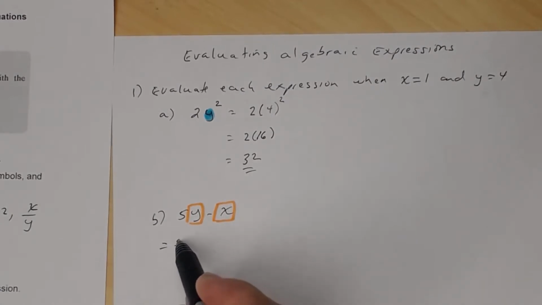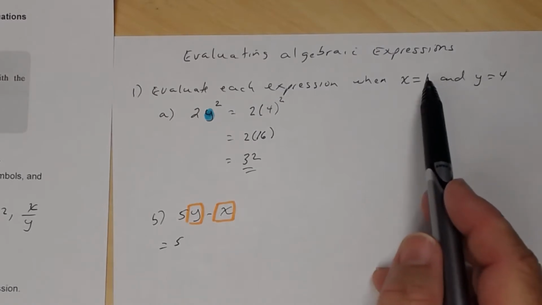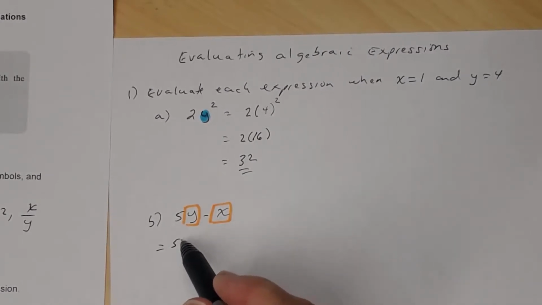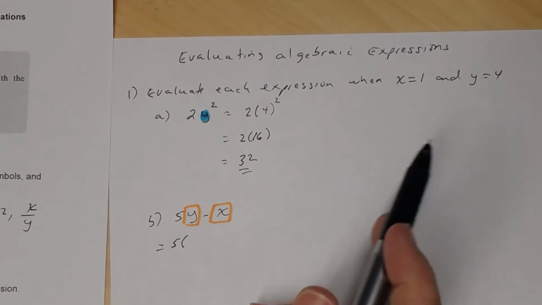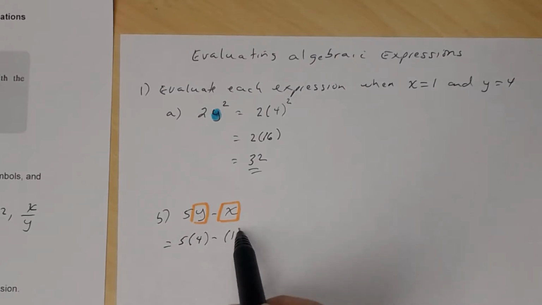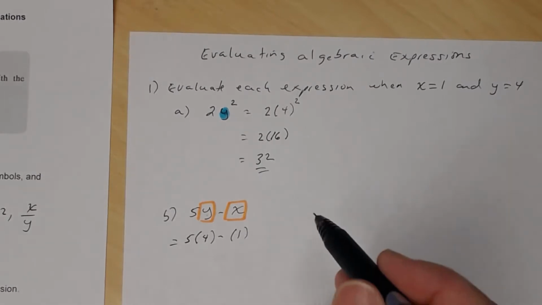So I'm going to get 5 times, and put this y in parentheses, because sometimes, even though these values are positive, if it was negative, you really want to put parentheses here. Just get in the habit of putting parentheses if you need to. So we get 5 times, in parentheses, y is 4, minus, and x here is 1. Even though I put parentheses there, if this was negative, it would be very beneficial to put this negative inside the parentheses.